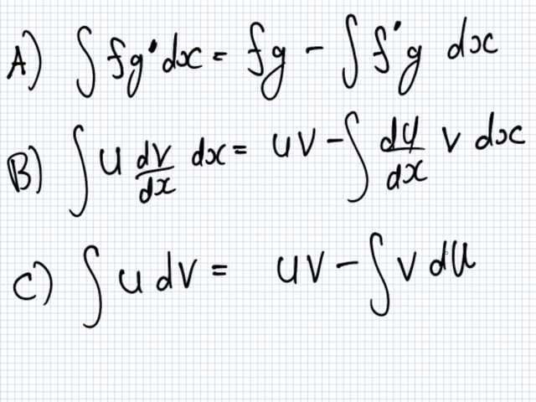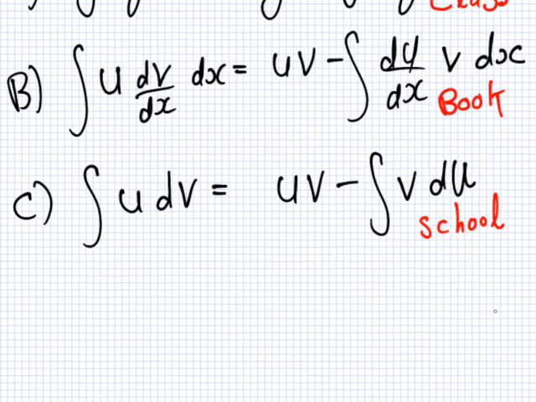The differences are not really anything, but the first is what I use in class, because I find it the easiest way to write. The second is what's in the formula book, and this is what I learned in school. But they all mean the same thing. So let's have a look at an example of using this rule.